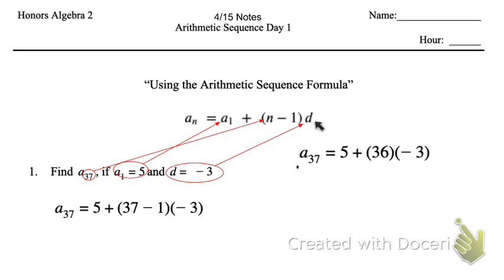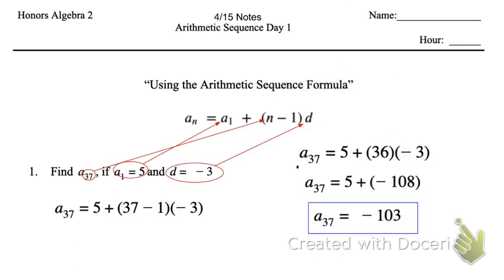Now, I know this D might be more comfortable to put in front, but this is just the way it's written mathematically. And that's the formula you would see in a book. Okay, then you just simplify and you find out that your 37th number is negative 3.